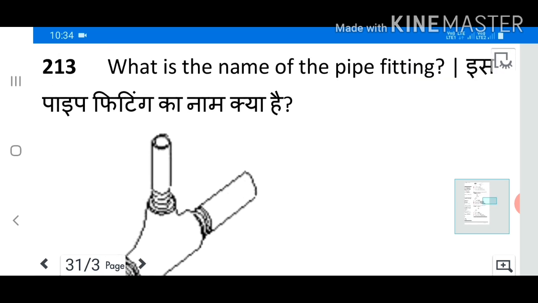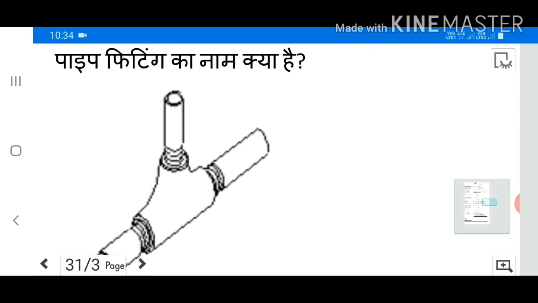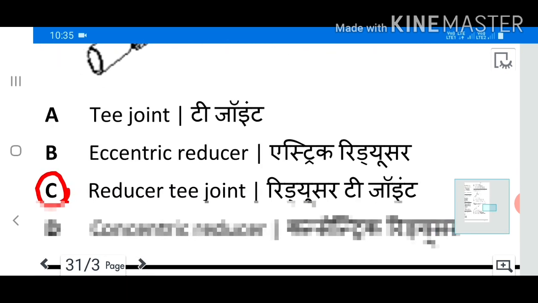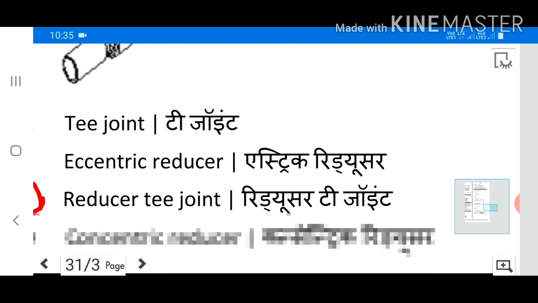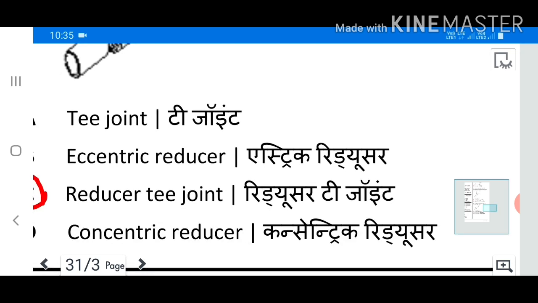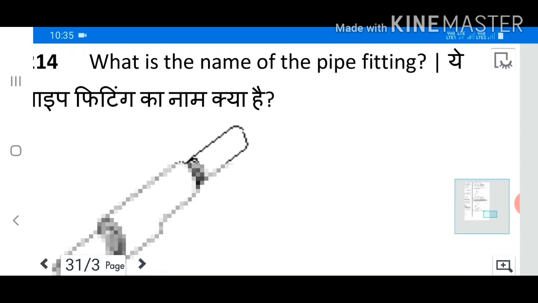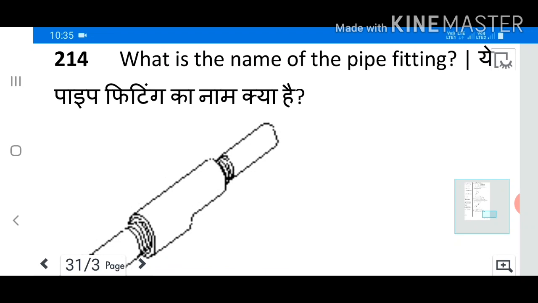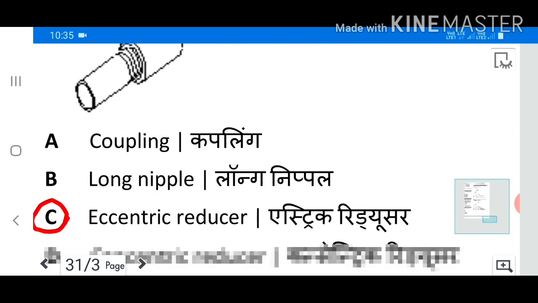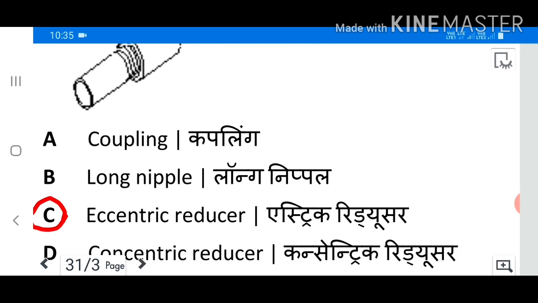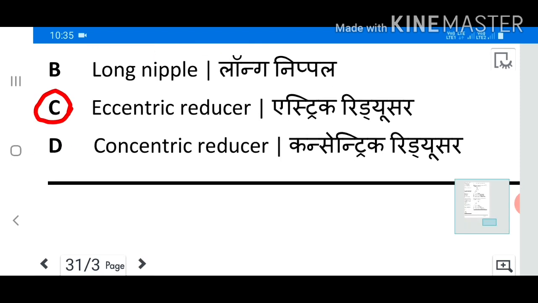213. What is the name of the pipe fitting? Answer C. Reducer T-joint. 214. What is the name of the pipe fitting? Answer C. Eccentric reducer.